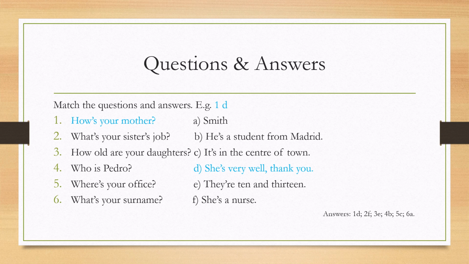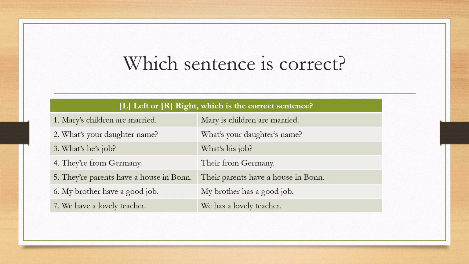So 2 is F. What's your sister's job? She's a nurse. Let's do one more, and I will leave you to do the others, and you can always let me know in the comments if you succeeded or if you had any difficulties. Let's do one more. How old are your sisters? Yes, we're looking for the numbers. They're 10 and 13. That means number 3 is E. Which sentence is correct?